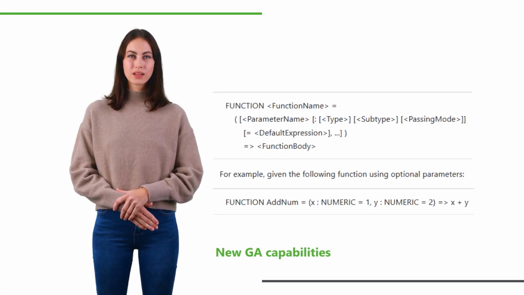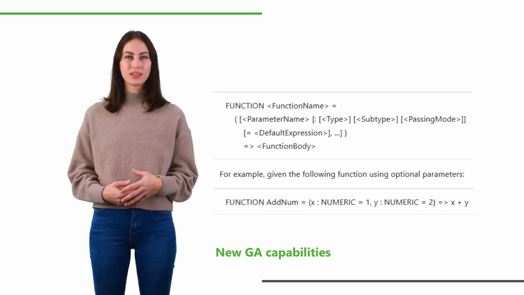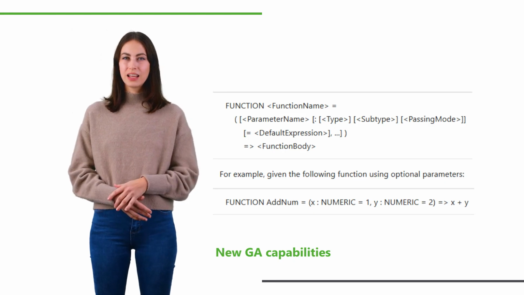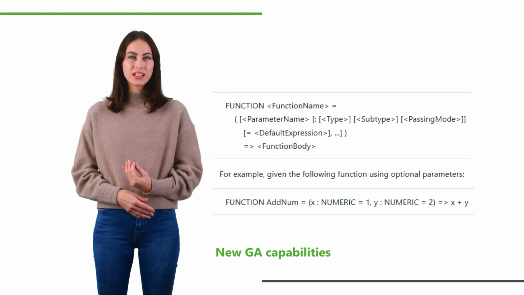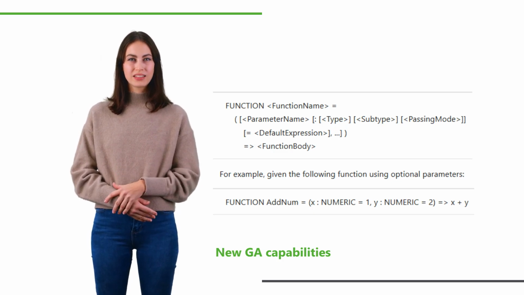New GA capabilities. General availability introduces web modeling support, optional parameters, enhanced type hints for greater flexibility and runtime safety, and the ability to create and edit UDFs directly in model view within Power BI Desktop.